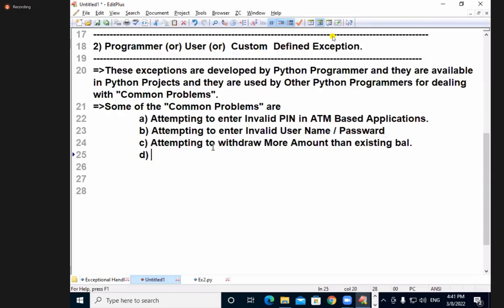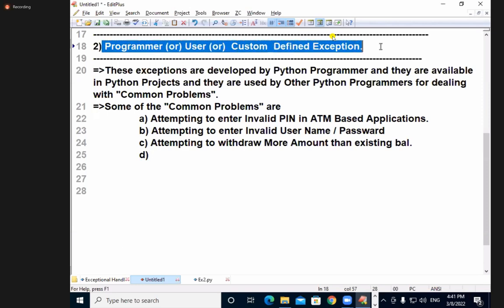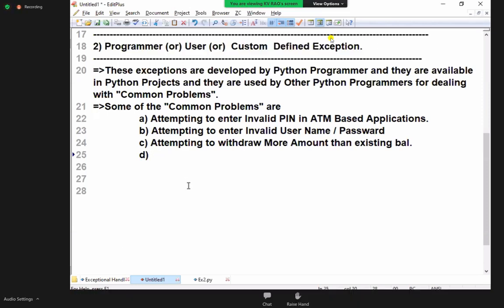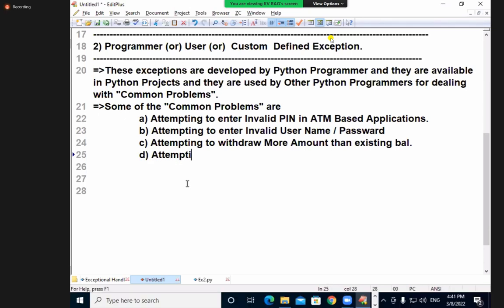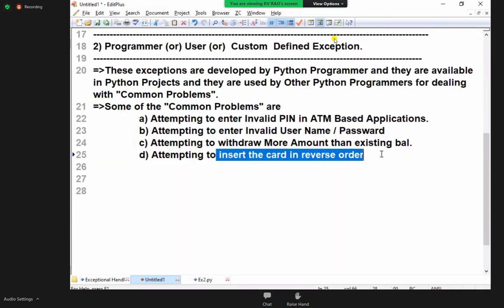Okay, so now attempting to withdraw more amount than existing balance. Like that I'm going to enter. If I go on continuing, it is going to go for development of which exceptions? Programmer defined exceptions. So last and final, I'm going to give you attempting to insert the card in reverse order. It is also going to be called as what? Wrong in direction is also called as what?